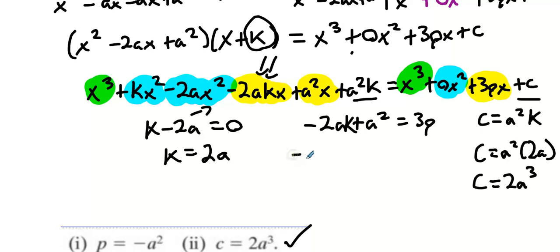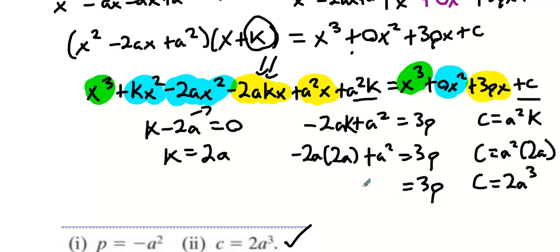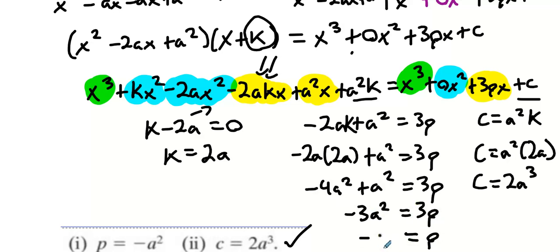So it's going to be minus 2a times another 2a plus a squared equals 3p. Minus 2a by 2a is minus 4a squared, plus a squared equals minus 3a squared equals 3p. Divide both sides by 3, and p equals minus a squared, which is exactly what I'm looking for here. Shout out to Gavin for saving me on that question.